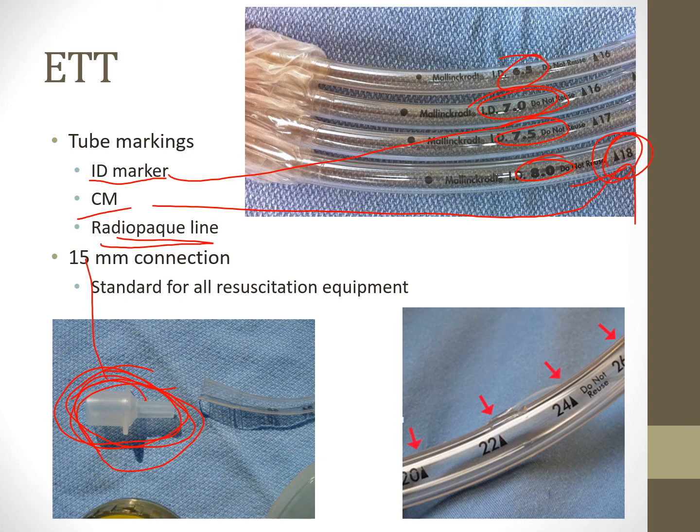It's a standard, right? So these are the centimeter markings just in more detail, if you want to look at these as well. Centimeter markings, and that's what you're going to look at. They're 24 centimeters at the teeth. That means that this 24 is aligned with their teeth or their gum, and that's how we sort of know how deep the tube is inserted.